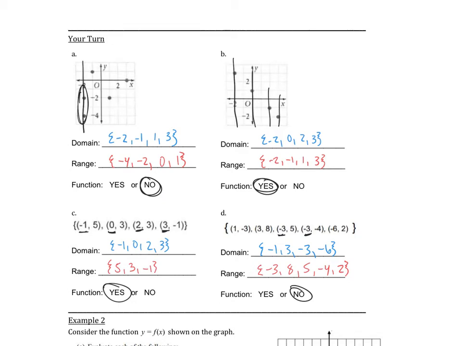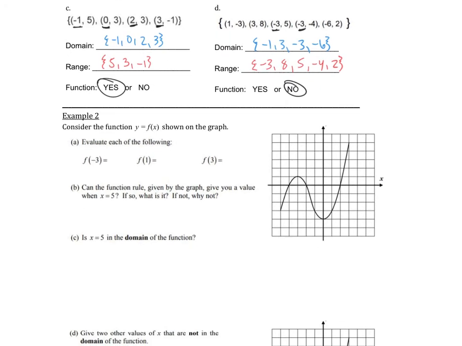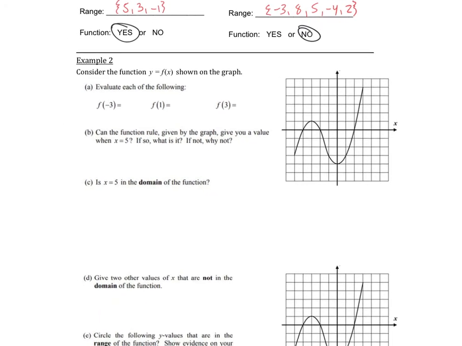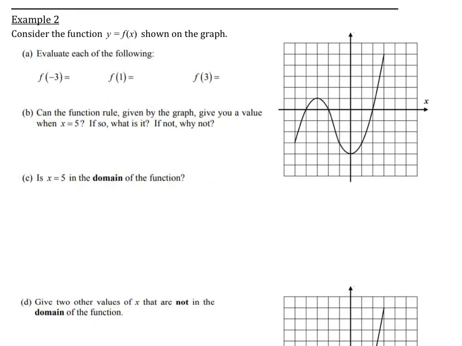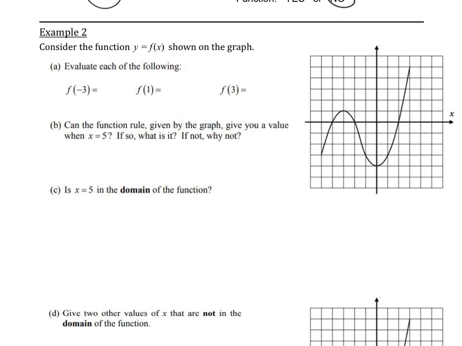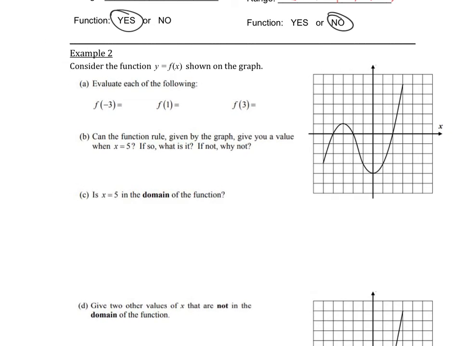All right, so let's move on to example 2. So these are going to get a little trickier. So now for these graphs, they're what's called continuous graphs because they keep going. But I want to do something very similar to find the domain and range. So we'll do that in just a bit.